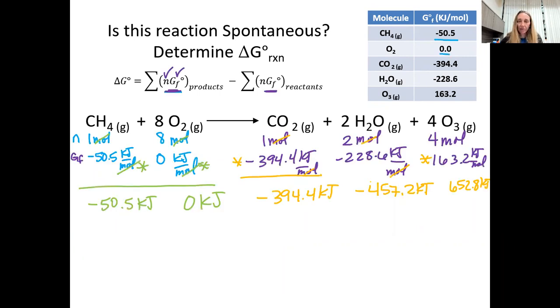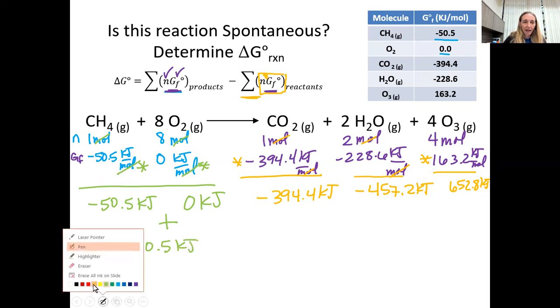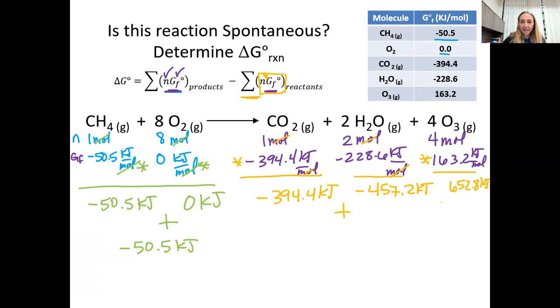Okay, so I've gone through and multiplied those all together. So this multiplication step is done. Okay, and it's all in a table. So I've done this whole step in my table. Next, I'm going to do the sum. So I'm going to add these together. That gives me negative 50.5 kilojoules. And I'm going to add my products together, right? Because it says sum right there.